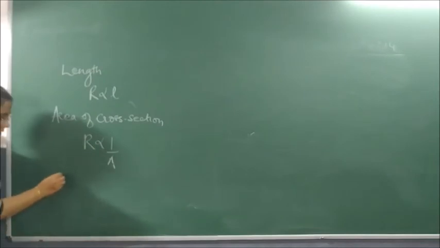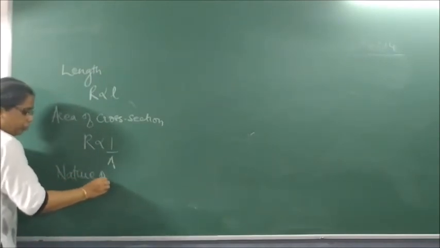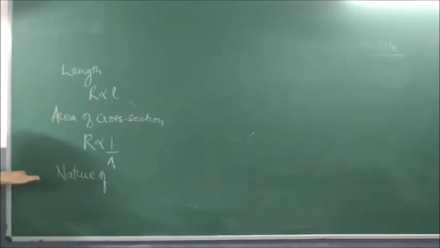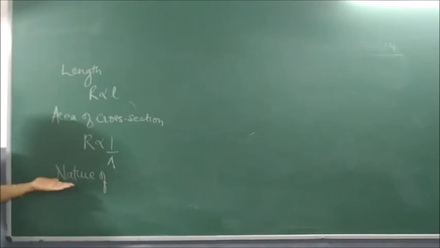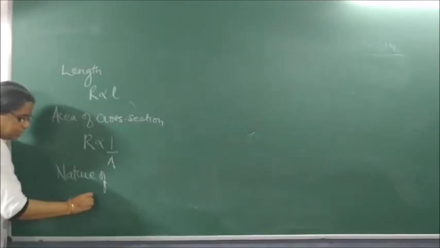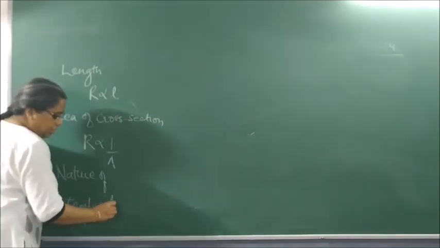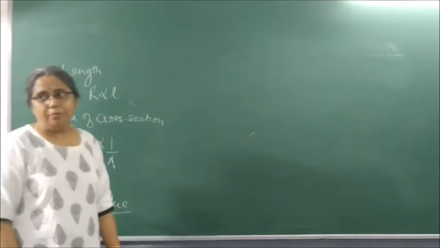Third factor is nature of material. What is the nature of material? We say that conductors have low resistivity, or conductors have low resistance and insulators have high resistance. Last is temperature. Resistance increases with increasing temperature, for pure metals. Okay?